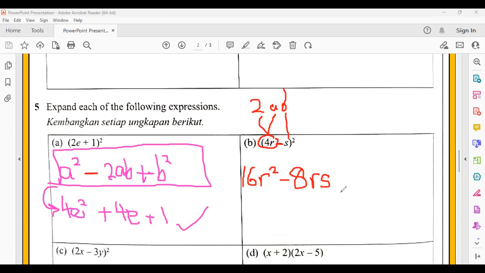Okay, where did you get 24 from? I only got 16. A squared means 4r squared, that means 4r times 4r, so you get 16r squared. That is your a squared. Now minus 2ab. A is 4r, b is s. So 2 times 4 is 8, r and s is here. And then plus your b squared. Your b is s, so plus s squared. That's your answer. Some of you didn't write your s squared.